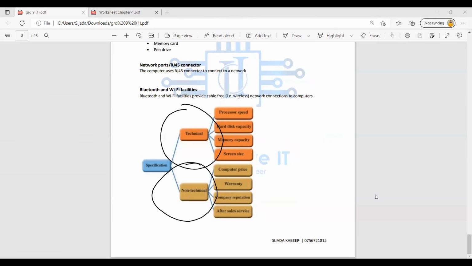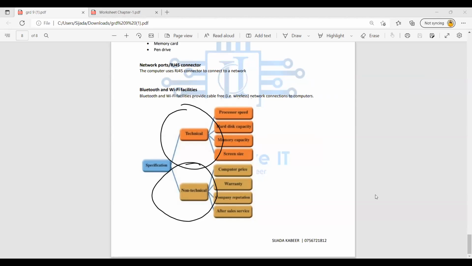Non-technical specification is things that you see outside the computer, like the price and the warranty. It's related to the computer, but not something that will last long. Now, technical specifications are inside the computer and will last a longer period. But non-technical specifications are related to the computer, but outside the computer, and that will not last for a long time.